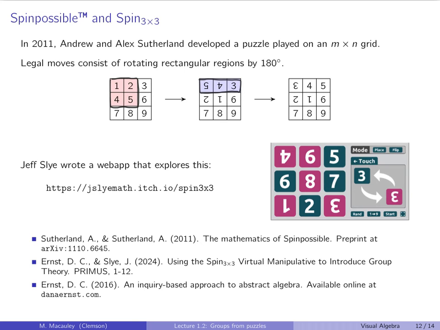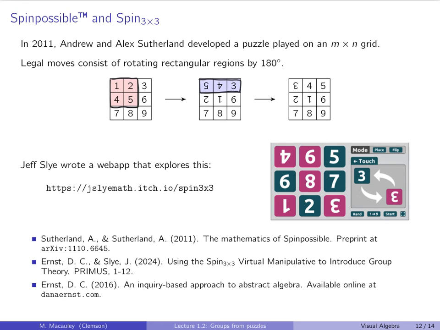A couple years later, he and Jeffrey Sly, who's a professor up in New York, wrote a paper on teaching abstract algebra with Spinpossible. And Jeffrey Sly wrote an app, so you can play this on his website. And here's a screenshot of what that app is. Now, they have since called this Spin3x3 instead of Spinpossible for copyright reasons. I don't think they're really worried about getting sued by a professor at MIT and his son.